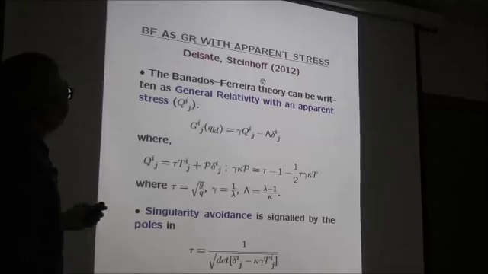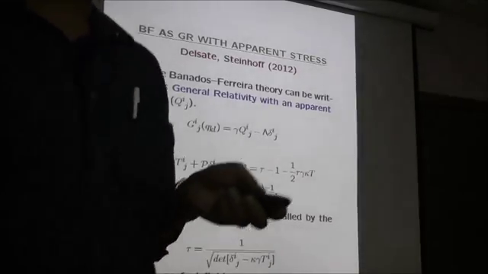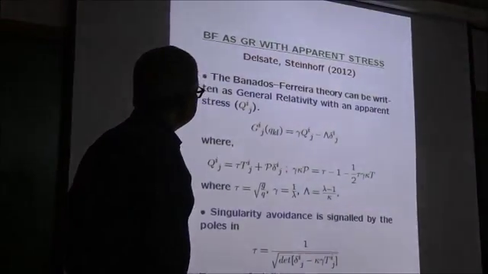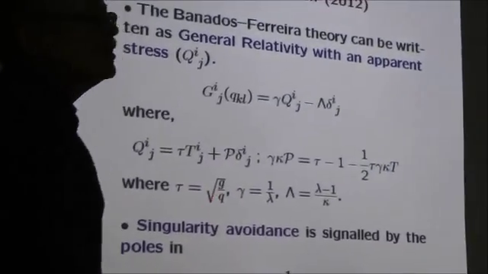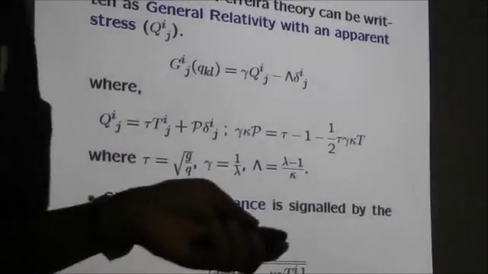This is something which Delsate and Steinhoff talked about in 2012. And this is what they wrote down. These are the Einstein-like equations of general relativity, where you have a Qij and a lambda delta ij. But this is for the Q metric, and once again the G's and Q's are badly mixed up. The tau over here is the square root of the ratio of the determinant of G and the determinant of Q. Singularity avoidance is signaled by the poles of this. This is what they showed. So this is a signature of a way to find out whether there will be a singularity or not.